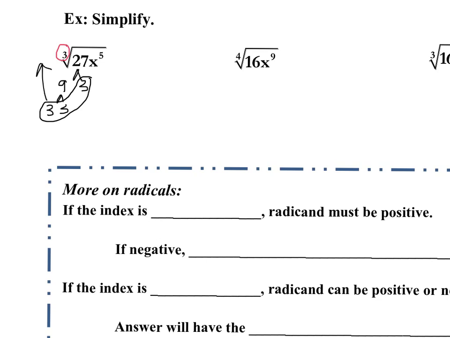So I'm going to write my answer down here. I'm going to write a 3, which represents that group of 3 that's coming out. And I'm going to leave a little bit of space and then keep my radical the same. I don't have any numbers left over, so there's not going to be a whole number inside the radical.